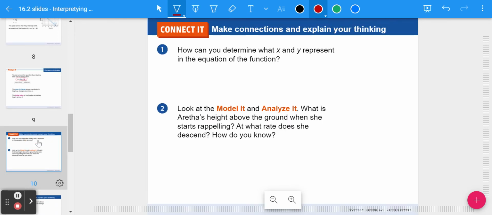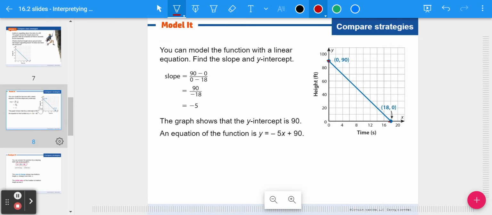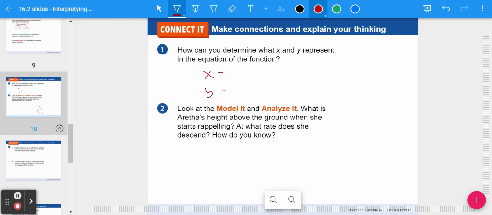So these questions are related to that. Number 1, how can you determine what x and y represent in the equation? What is x in this equation? What is y in this equation? Because variables always represent something. The easiest way is to look at the graph. The x-axis is talking about time, and the y-axis is height. So x is time in seconds, and y is height in feet. So the rate would be height per time, or feet per second.